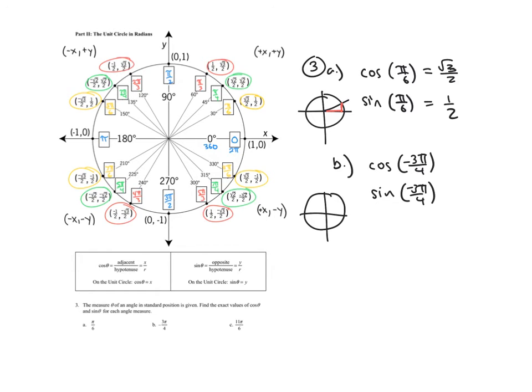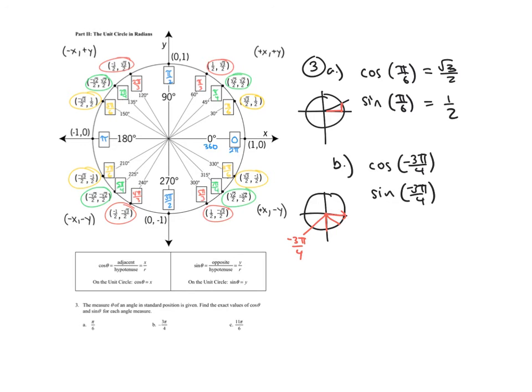Well, negative 3 pi over 4 is that same distance, but remember that your initial side is on the x-axis and you're swinging down 3/4 of the way, so 3/4 of a pi. So that's going to be in quadrant 3. So that would be negative pi over 4, negative 2 pi over 4, and negative 3 pi over 4.